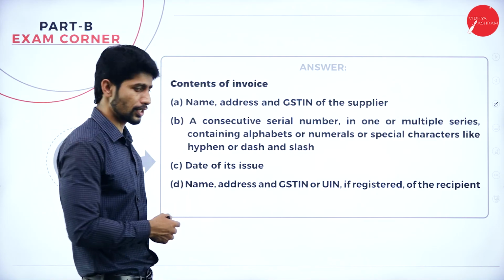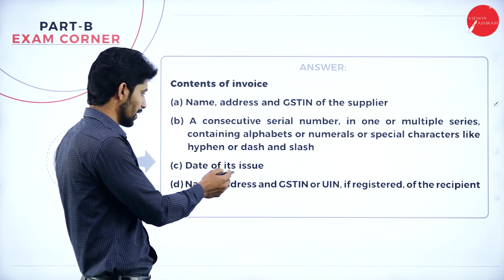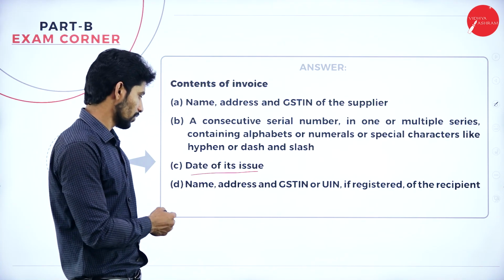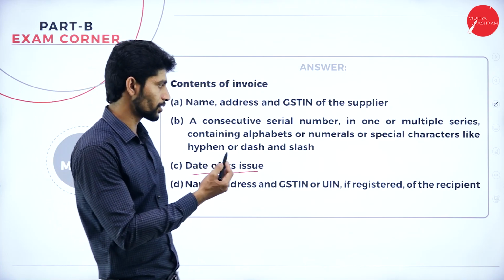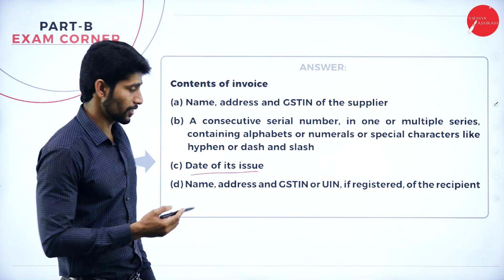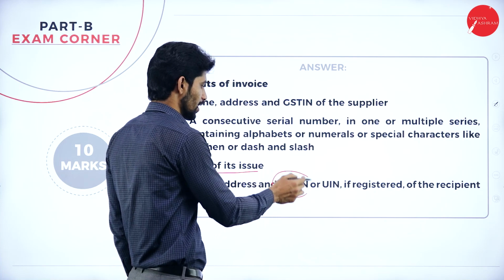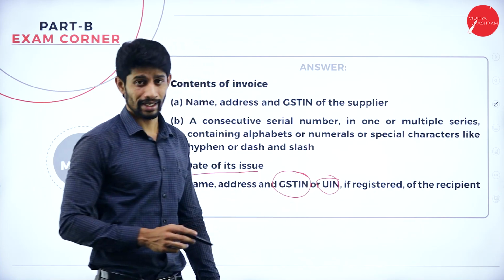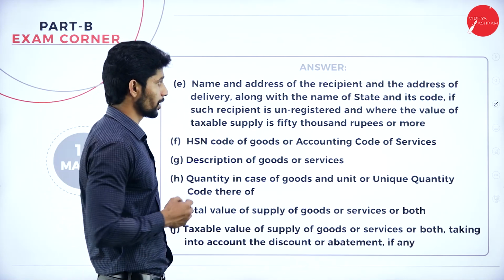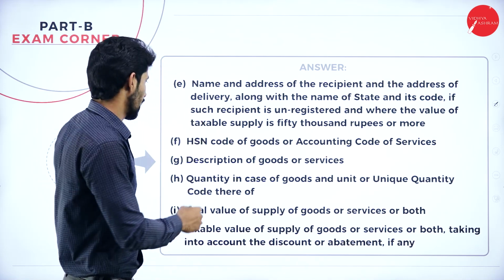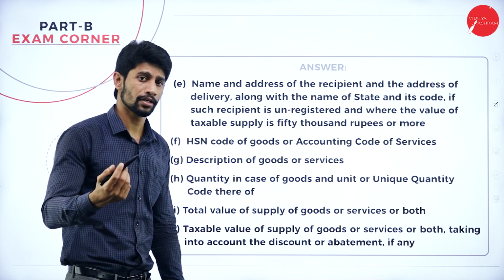That is the GST number you will find, and the date of its issue, and the name, address and GSTIN or UIN if registered of the recipient. Yes, you will also find the GSTIN number and UIN number if that firm is a registered firm, and you can also find the name and address of the recipient and the HSN code of the goods, that is, what kind of goods you are purchasing.